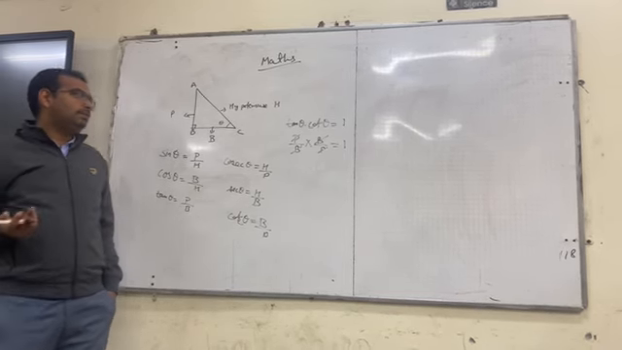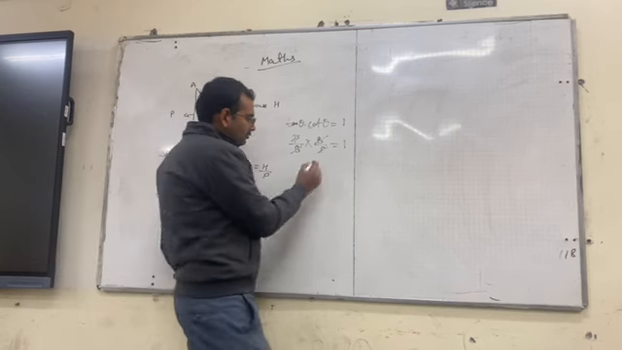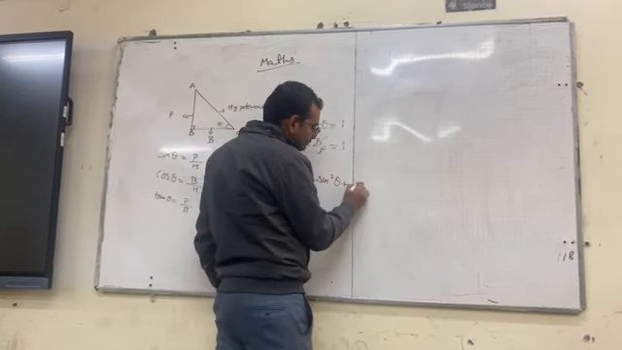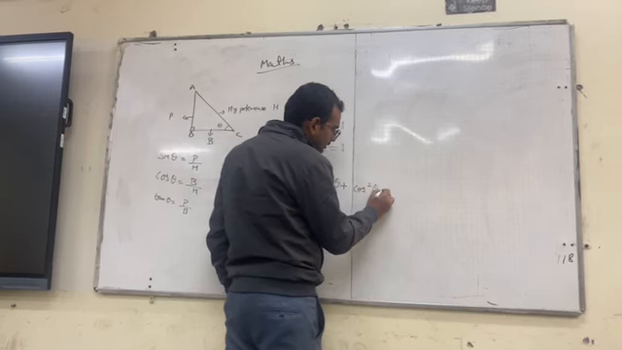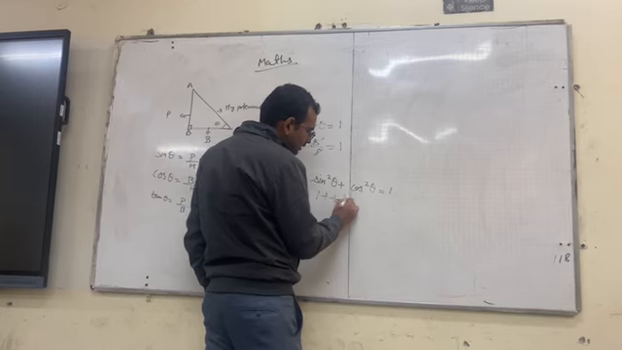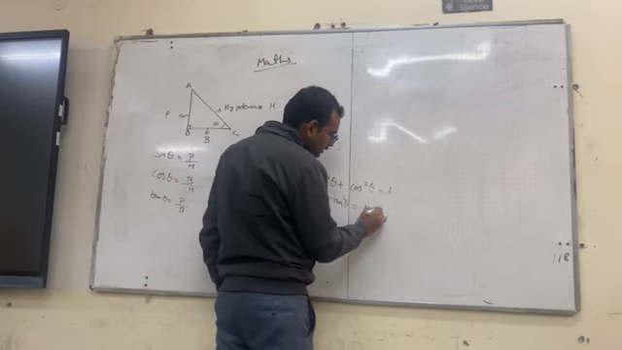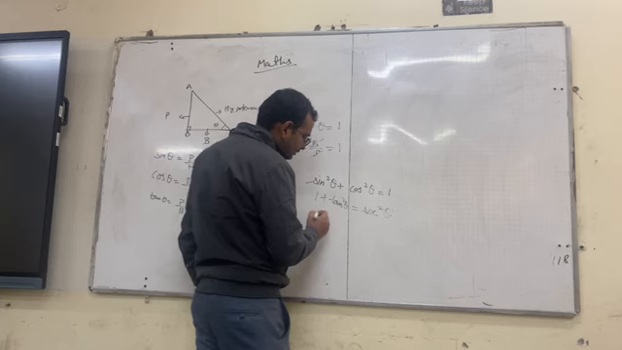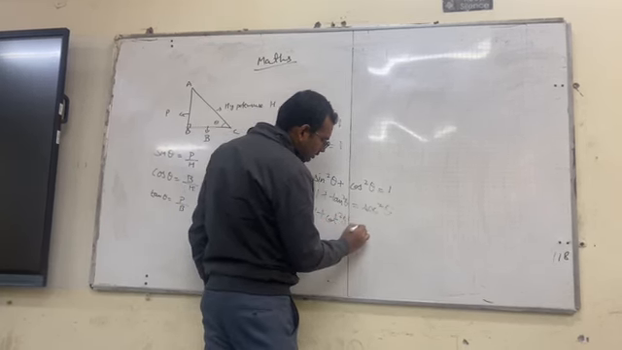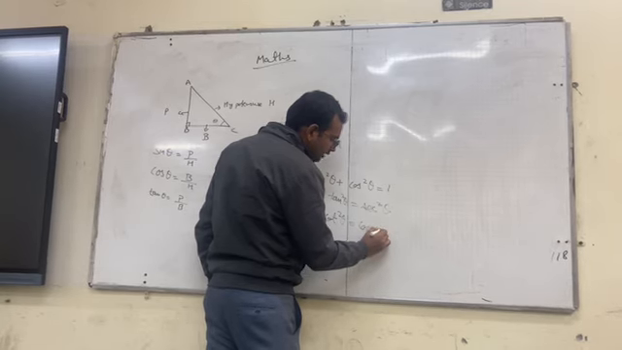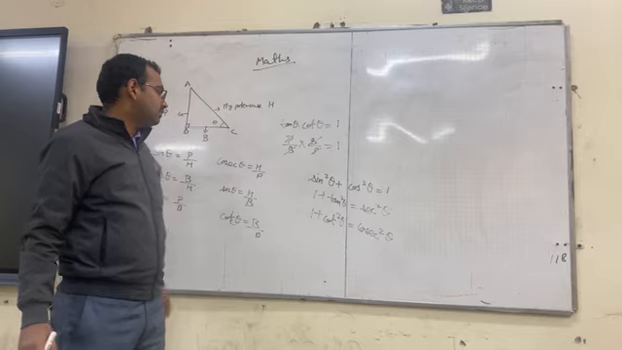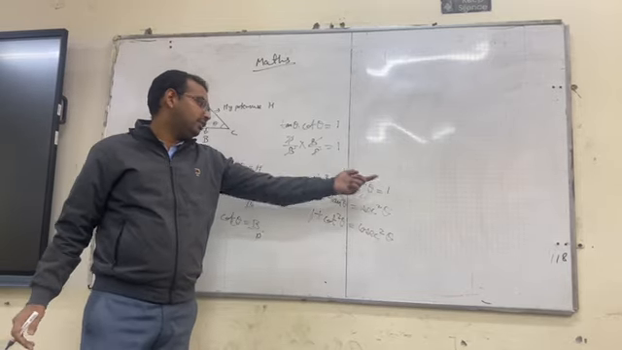Now there are 3 more formulas, which are sin squared theta plus cos squared theta equal to 1, 1 plus tan squared theta equal to sec squared theta, and 1 plus cot squared theta equal to cosec squared theta. Let's see the proof of the first. What is first? Sin squared theta plus cos squared theta equal to 1.